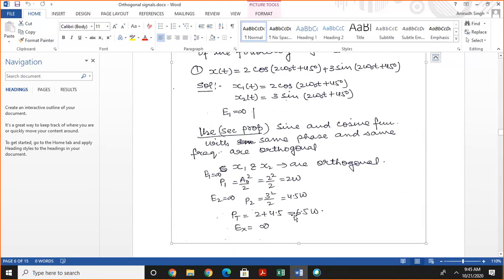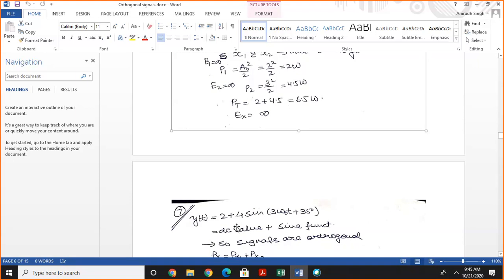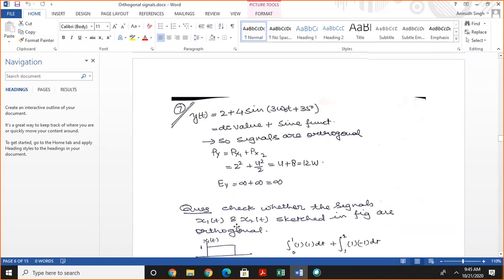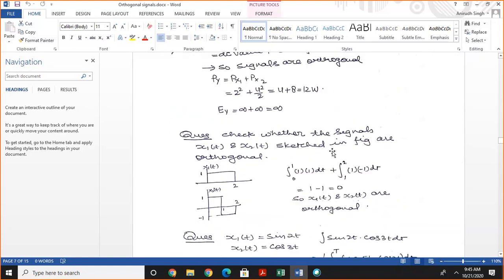Then y(t) is equal to 2 sine(3 omega t plus 45) plus 4 sine(4 omega t plus 35). These are two harmonics of different frequencies, so the phase is different. Both are sinusoidal with different frequency and different phase. It means that the signals are orthogonal, and we can easily calculate Py is equal to 2 squared divided by 2, and so we get that.